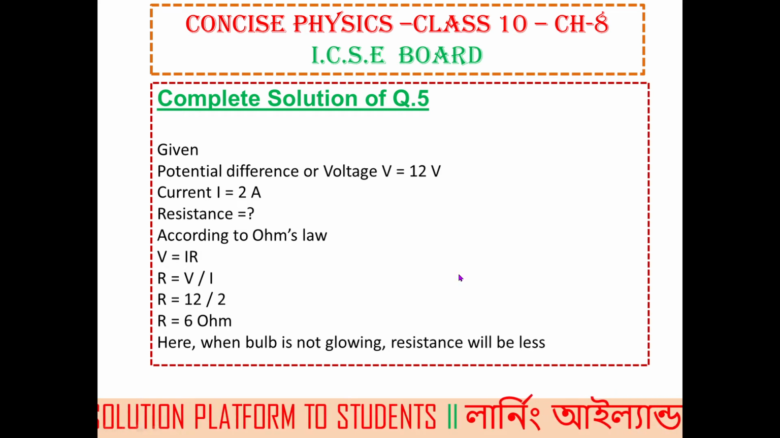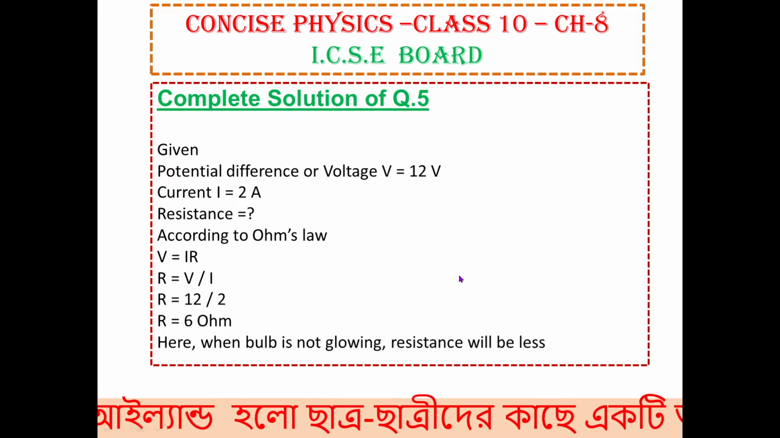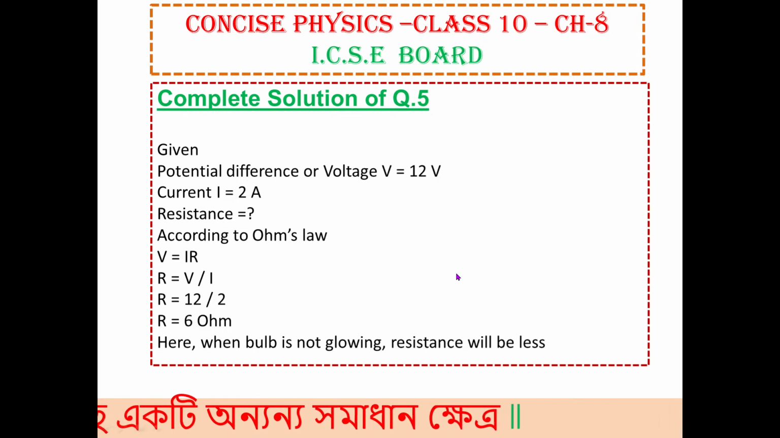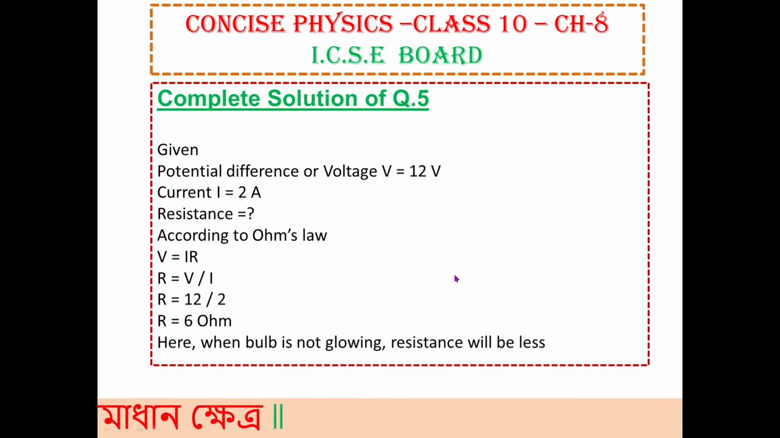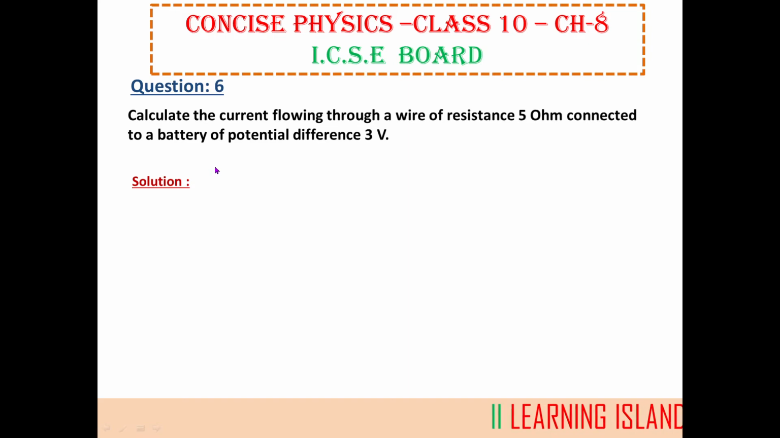The basic importance of this class is to understand the basics of all these numericals. So I think the numericals are very easy and you are understanding. So let's go to the next. This is question number 6. In question number 6, it is mentioned to calculate the current flow. That means what is given? Current equal to what? We will have to find it out.